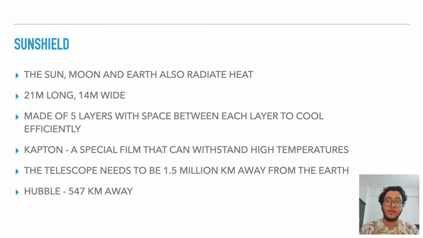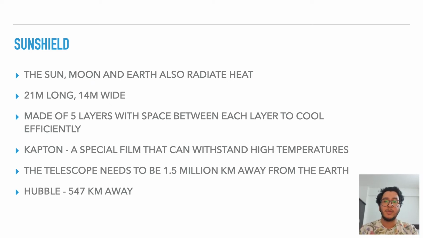So the 3 major sources of heat that the telescope would need to block are the sun, the earth, and the moon. And to do that, the scientists developed a sun shield which is 21 meters long and 14 meters wide. It is made up of 5 layers with space between each layer to cool it down efficiently. And the layers are made up of a material called Kapton, which basically is a special film that can withstand very high temperatures. And in order to block the heat efficiently, the telescope needs to be very far away from the Earth. And that distance is approximately 1.5 million kilometers.